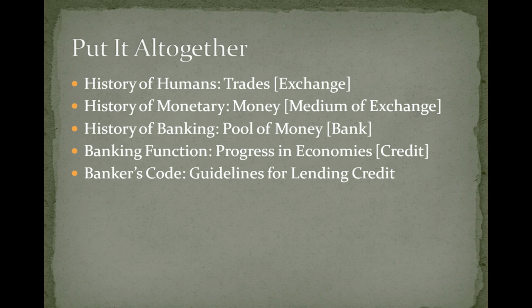So now, just to put it all together, the history of credit works this way. The first thing is, in the history of humans, we had to get to a point where we could actually do trades or exchange. Then we needed money. So money became the medium of exchange to facilitate the progression of the economy. Then we needed to protect that money, so we created a pool of money that was safe in a bank, and then, to progress the economy, the banker would loan the money out to credible borrowers. Now, in order to do this effectively, the banker would set parameters or guidelines for lending money.